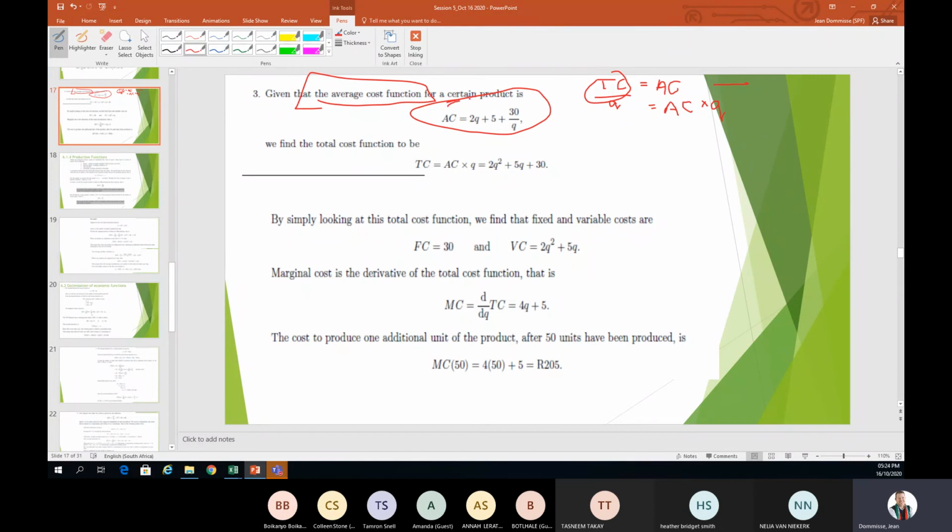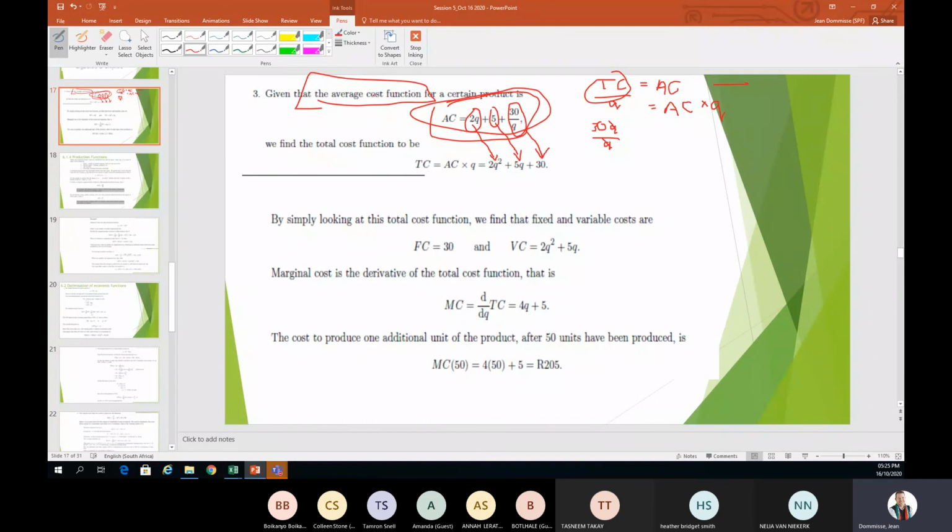Okay, so then if that was your average cost function, you now need to multiply each term by Q. So 2Q times Q will give you 2Q to the power of 2. 5 times Q will give you 5Q. And 30 times Q divided by Q will give you the 30.